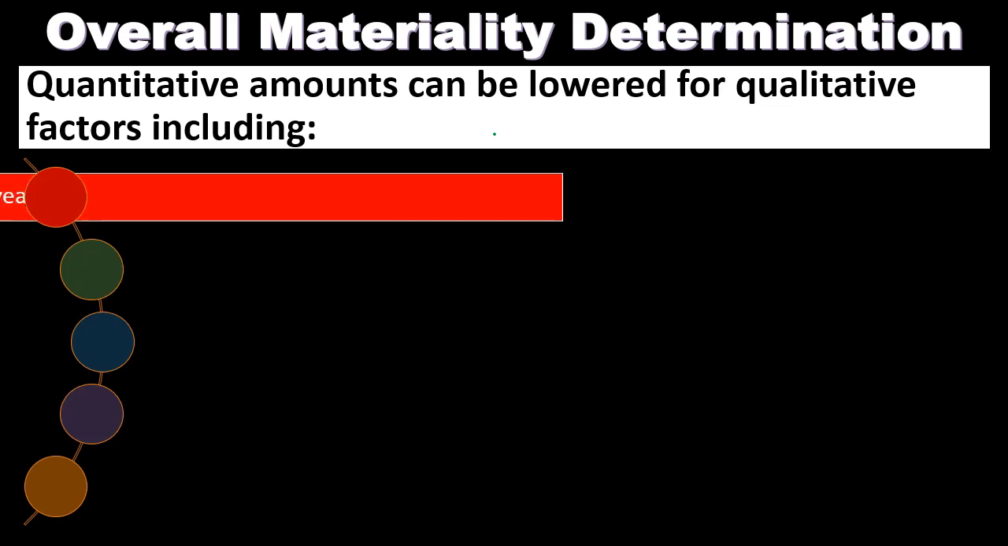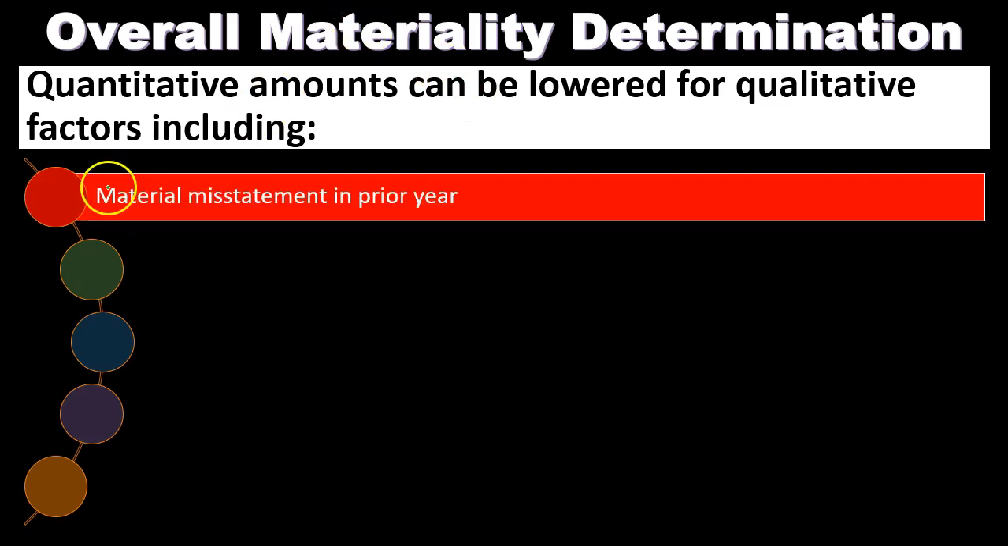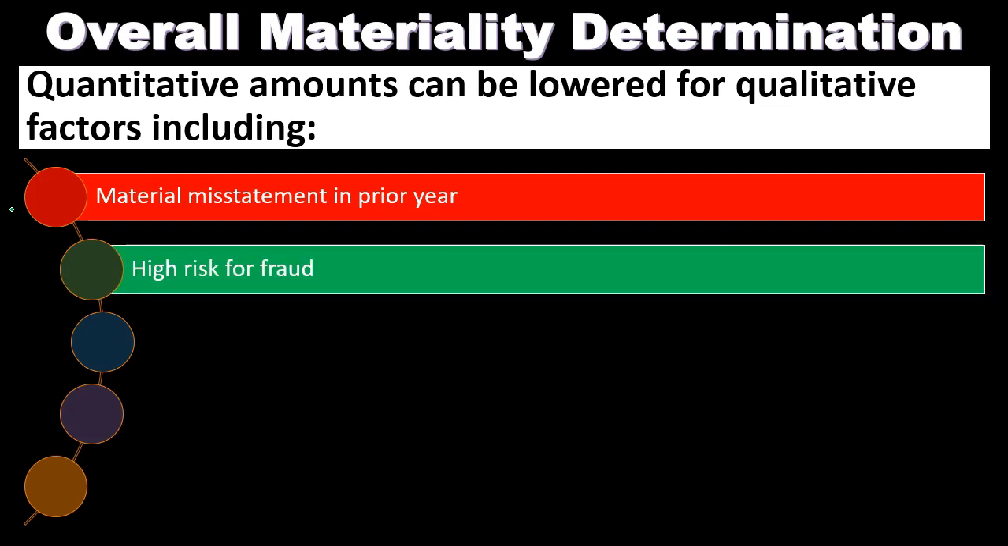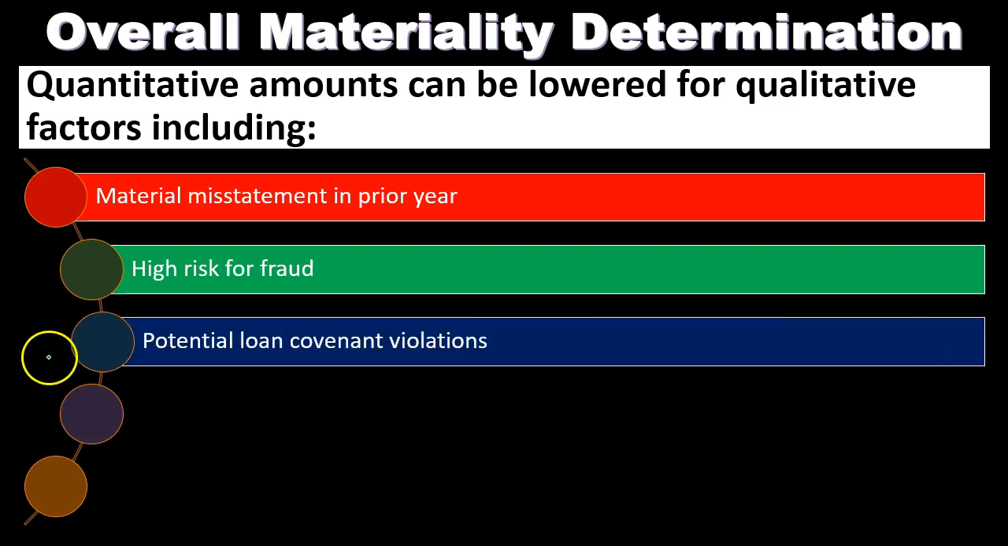So the qualitative factors may include material misstatements in the prior year. If there were material misstatements in the prior year, that may affect our overall materiality determination in the current year. High risk of fraud. If there's a high risk of fraud for whatever reason, possibly they're in a typical type of industry or something like that that has a high risk of fraud, then that could affect our materiality threshold as well.